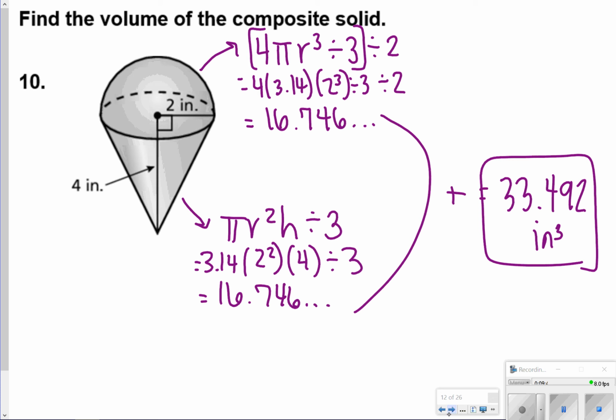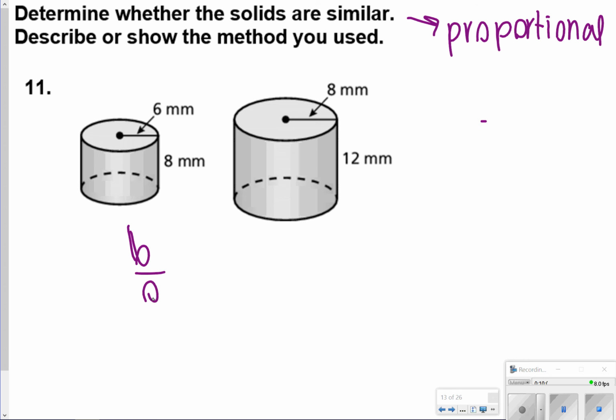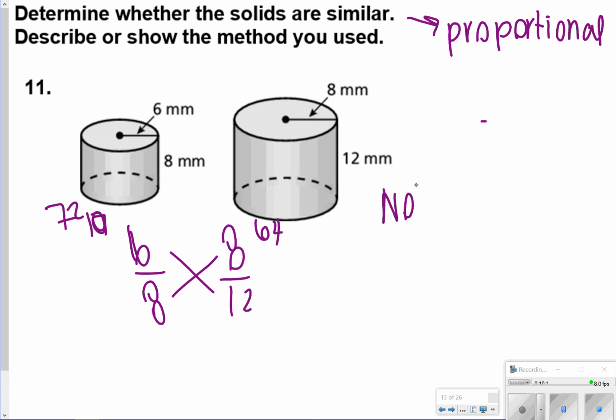Number 11, determine if the solids are similar. Describe or show the method used. Remember, similar figures are always going to be proportional. So if we can write a proportion here, and cross multiply and they're proportional, it would be a yes. So let's try it. 6 over 8 and 8 over 12. Cross multiply, I know 6 times 12 is 72. I'm going to write 72, and 8 times 8 is 64. These are not proportional.